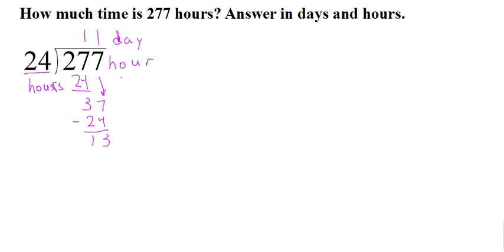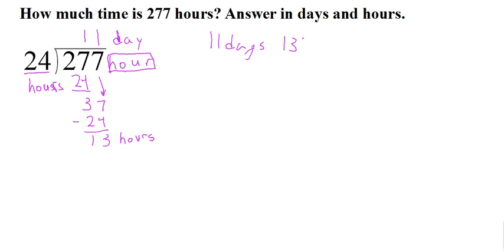And the remainder is part of the big pile. The big pile was hours. The remainder of 13 is 13 hours. And the quotient at the top is groups of 24 hours. So the big pile divided into group size 24, number of groups 11. It means I have 11 days and 13 hours. Now you have to notice this.